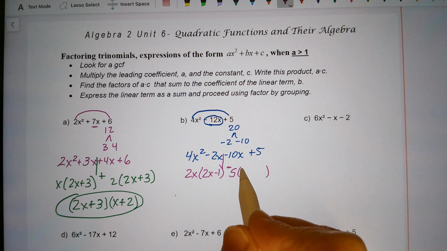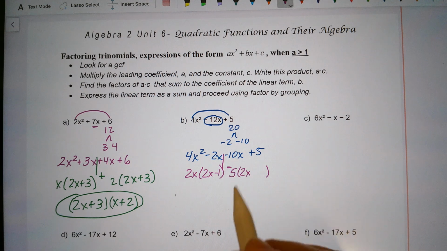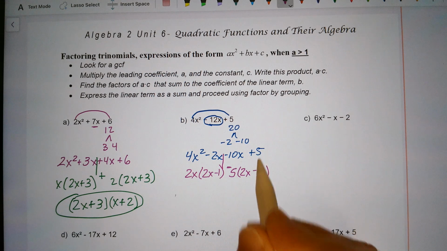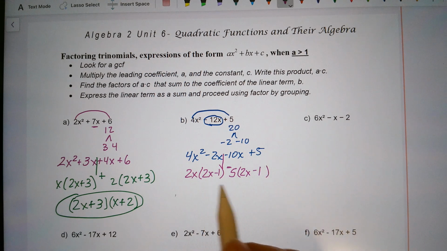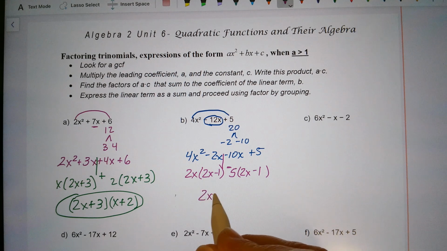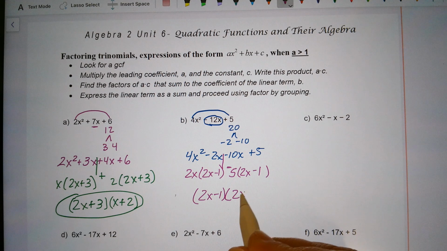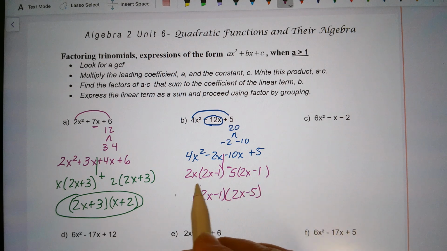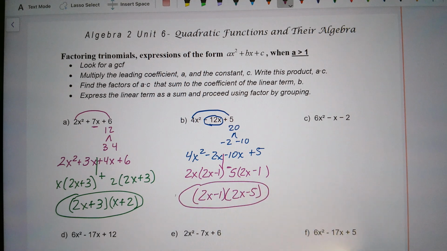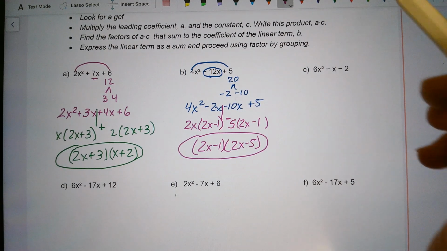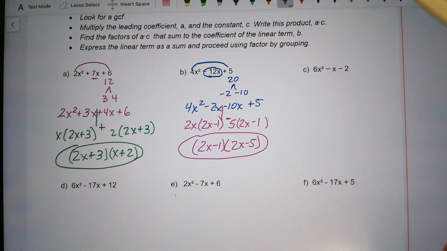So negative 5 times 2x would give us negative 10x, and negative 5 times negative 1 would give us a positive 5. So 2x minus 1, what's in parentheses, is the same as it should be. That is one factor. And then 2x minus 5 is the other factor. Simple.